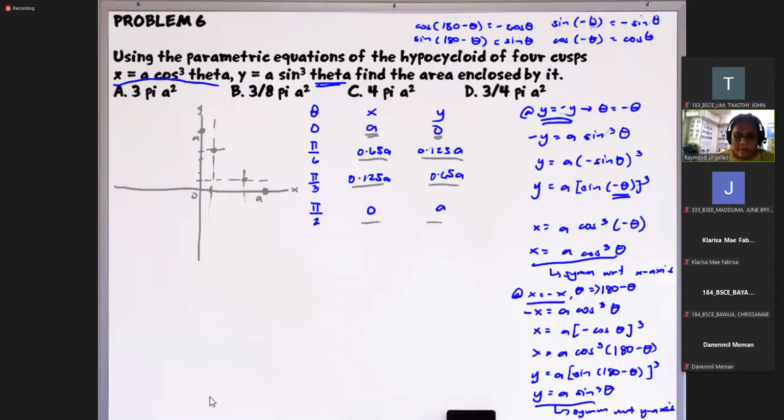So when we draw our curve, you will get something like this. Okay? So again, that's the curve. It's symmetric with respect to the x-axis, so we can mirror it on the x-axis. And since it's also symmetric with respect to the y-axis, we can mirror it on the y-axis. So therefore, we can form this curve here.